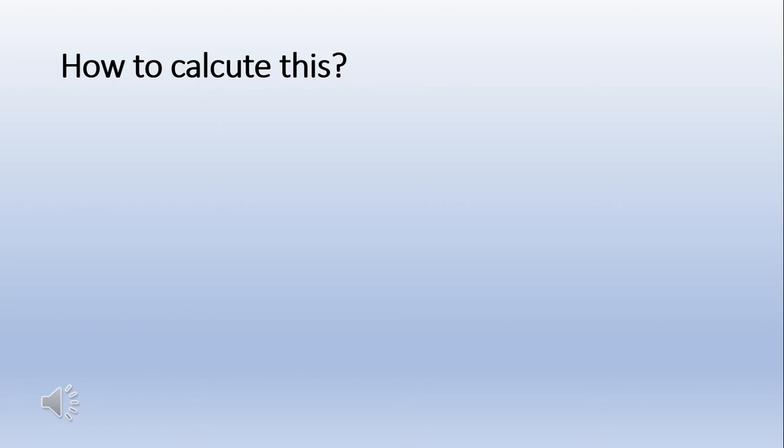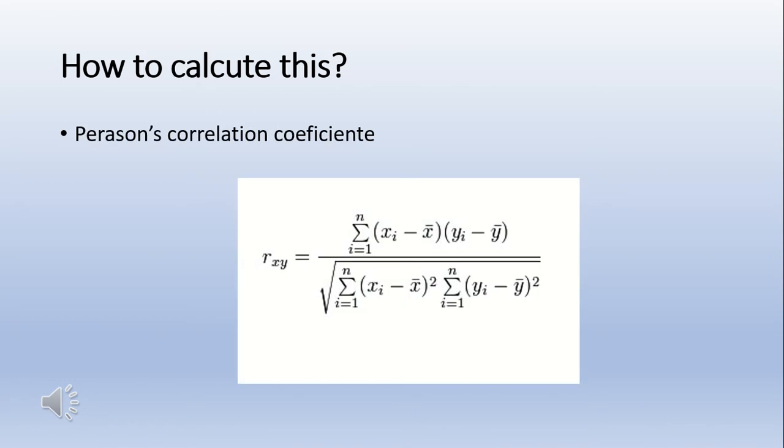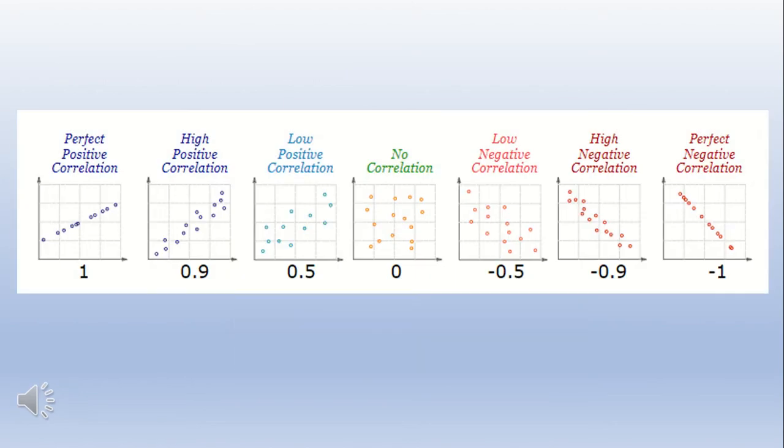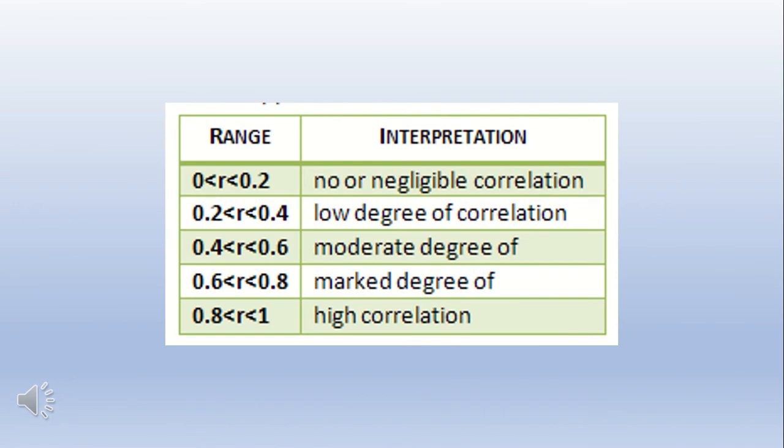We use the Pearson's correlation coefficient for data with normal distribution and equivariances. We use this formula to calculate the coefficient. This coefficient results in a number between 1 and minus 1, meaning that the closer you get to number 1, the more perfect is the correlation. Additionally, depending on the number you get, you can estimate the degree of correlation. For example, a correlation coefficient of 0.8 means a marked degree of correlation, and so on.